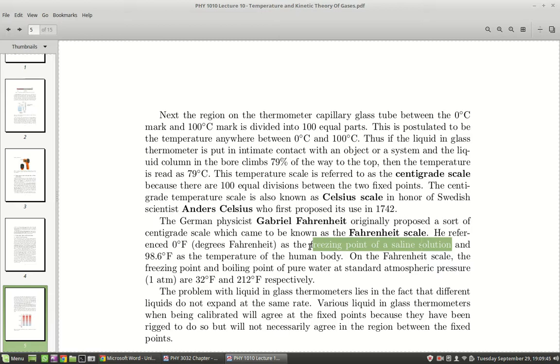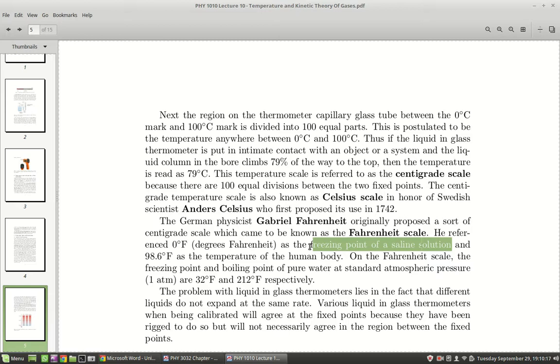Then the upper point is the temperature of the human body. Okay? So he suggested that the lower point is supposed to be what is known as 0 degrees Fahrenheit, and the upper mark is supposed to be given a value of 98.6 Fahrenheit, and in between the 0 degrees and the 98.6, there were equal parts.